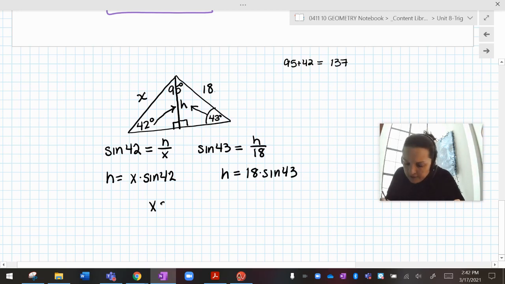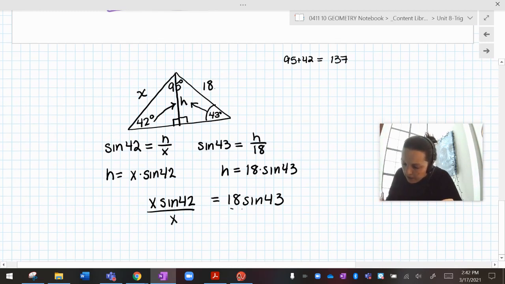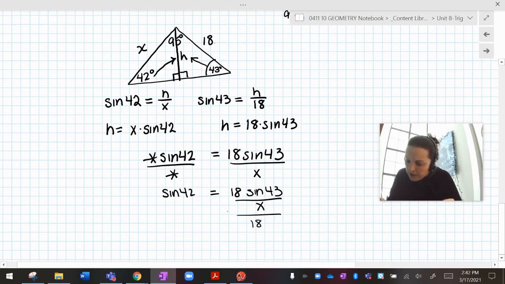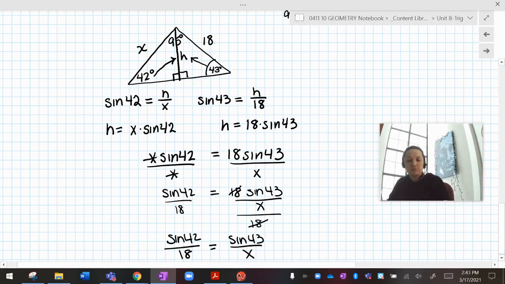And that means x sine 42 equals 18 sine 43. And then if I do some rearranging here, I'm going to divide both sides by x. And so I have sine 42 equals 18 sine 43 over x. And then I'm going to divide both sides by 18. And then I have sine 42 over 18 equals sine 43 over x.